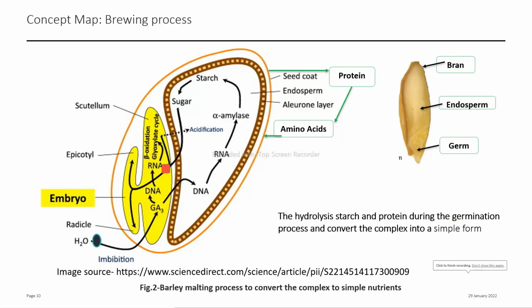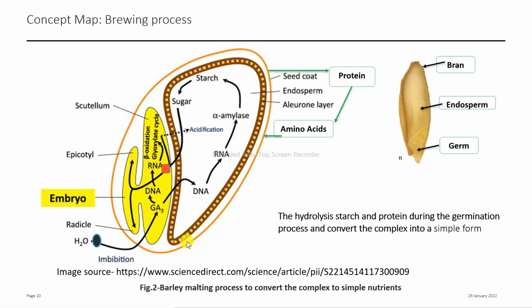For the basic principle and concept mapping in the brewing process, you can see in this picture the barley grain structure, in which the main parts are the germ, the endosperm portion, and the outer layer, that is the bran layer. The endosperm contains a higher percentage of starch, and the outer bran layer contains a higher percentage of protein.